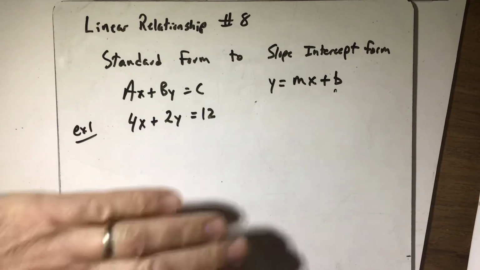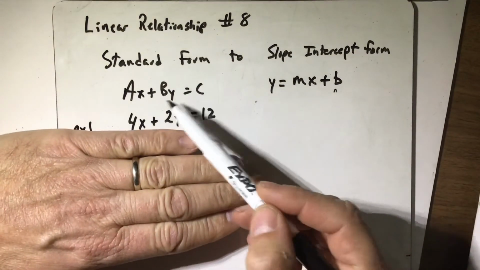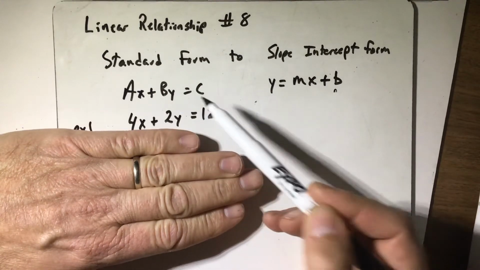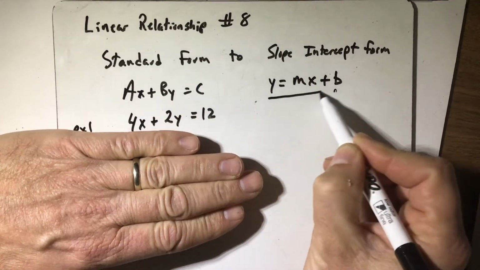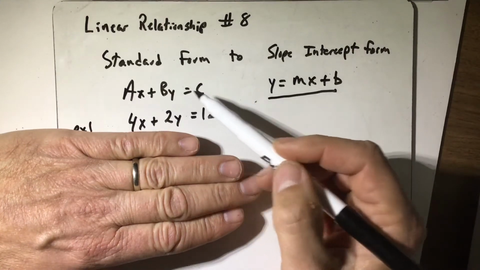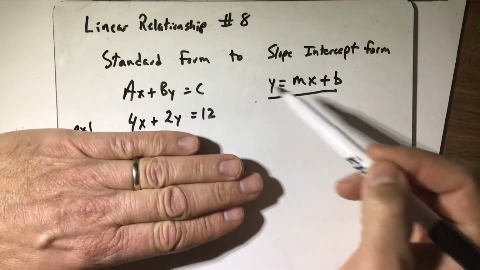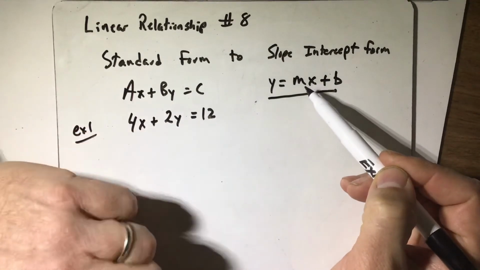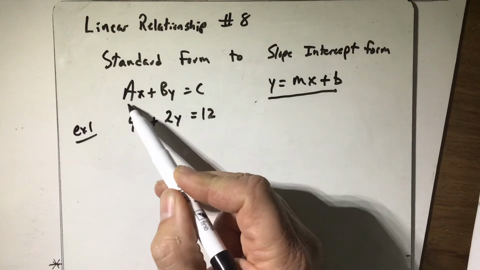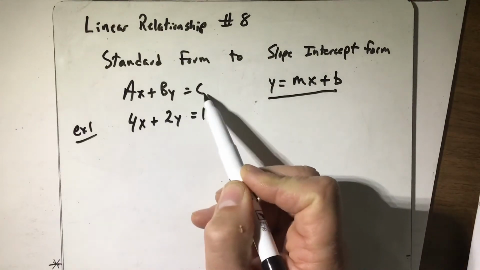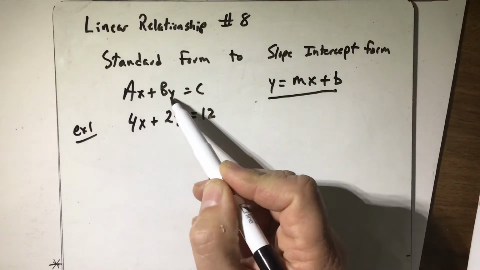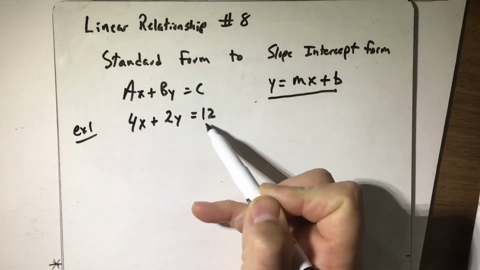What we're studying today is this. We're going to go from this form, called standard form of a linear relationship, to the form we've been using, y equals mx plus b form. You can represent a linear relationship like this or like this, and there are other ways too. This is called standard form. It always looks like ax plus by equals c, where a is the coefficient on the x term, b is the coefficient on the y term, and c is some constant.